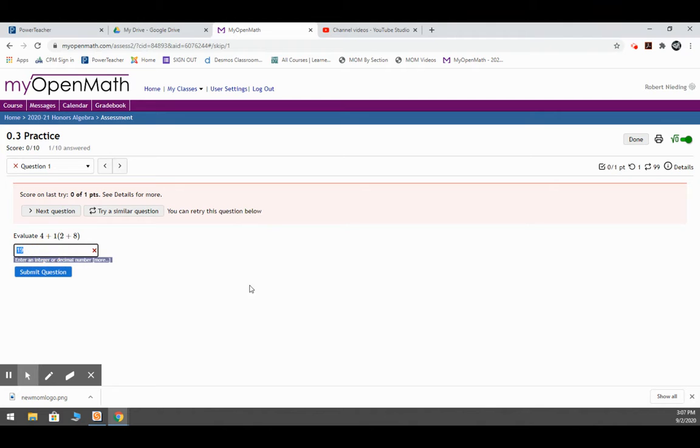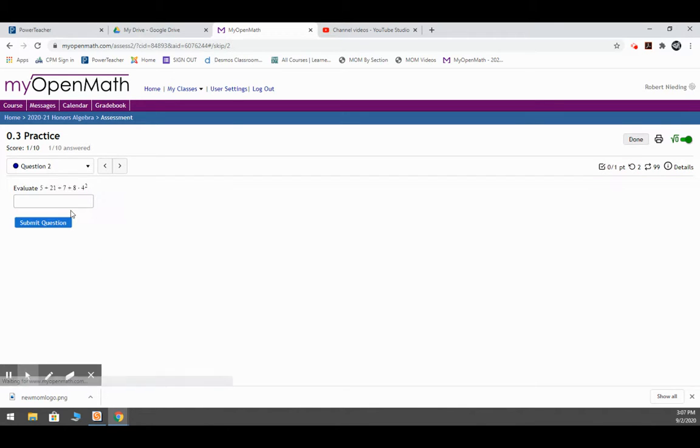So if I go and I retry this question, okay, I know that 2 plus 8 is 10, multiplied by 1 is 10, and if I add 4 to that, I get 14. I submit that question, it now turns green and it gives me a check mark. I can also see the little key here. If I open up the key, it tells me, yeah, 14 was the right answer.